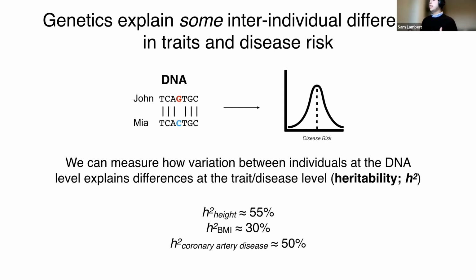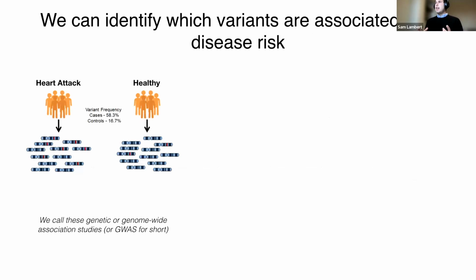So, you know, genetics is important, but it's not the only thing that happens. There's lots more that happens that's important. And so we can identify exactly which DNA changes, these genetic variants, are associated with diseases in research cohorts that have health records and genetic data.